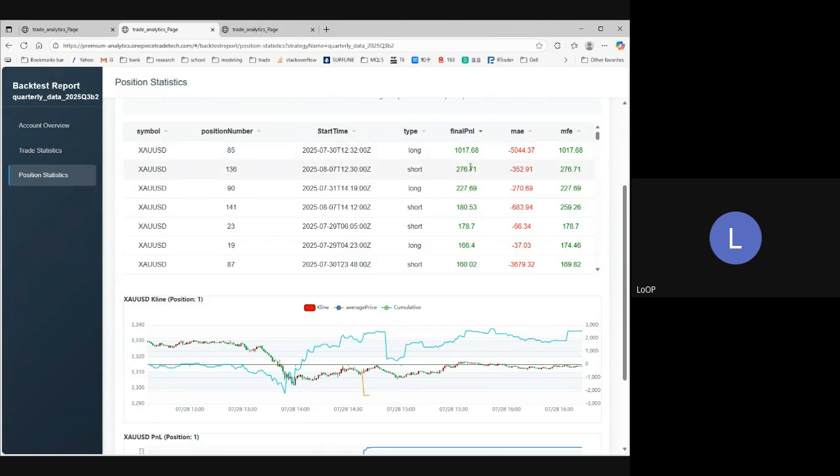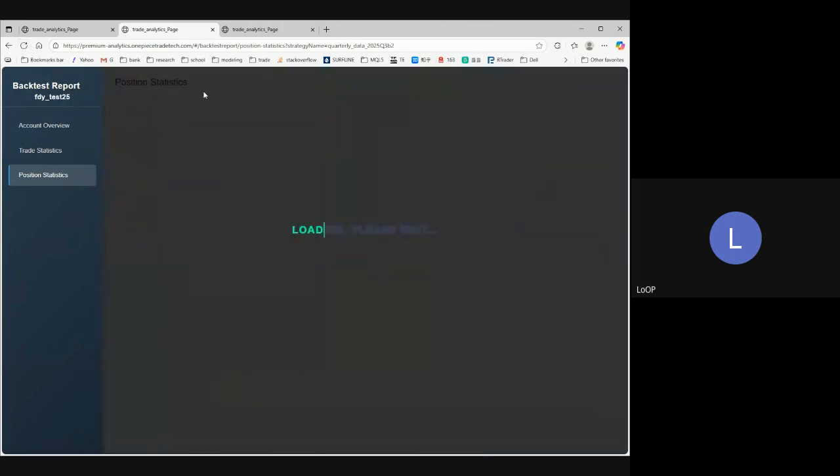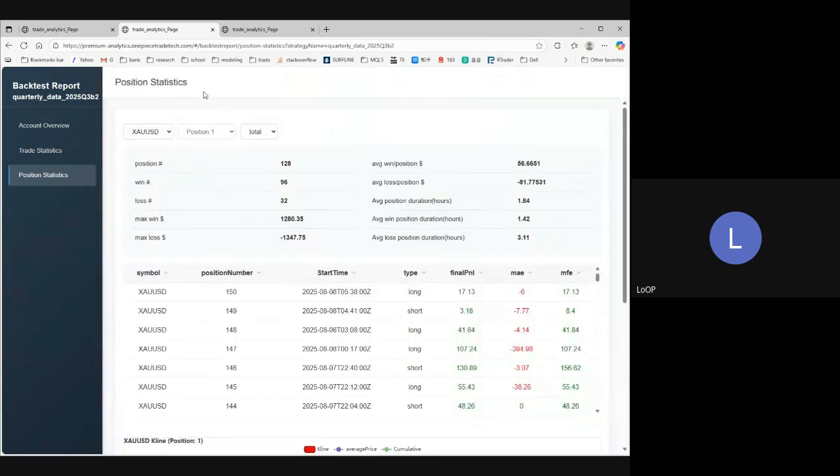Let's look in detail. I think my computer has a memory issue. Let me just refresh the page. Again, my computer is pretty old. Okay, so what happened?